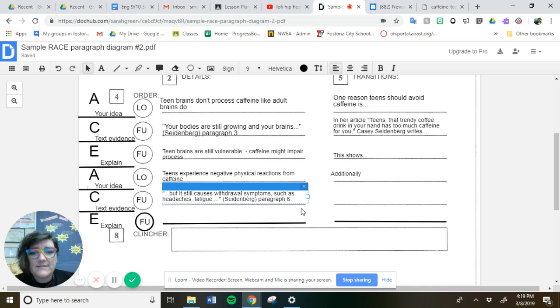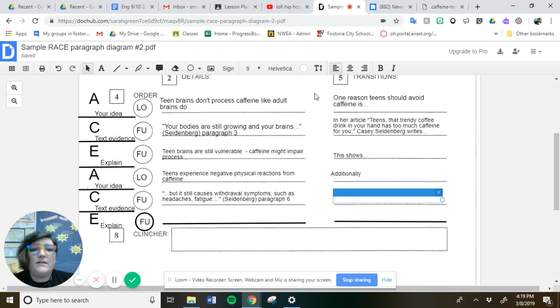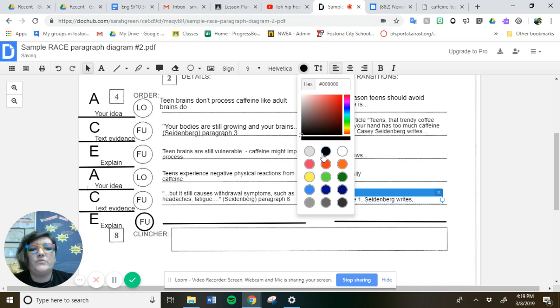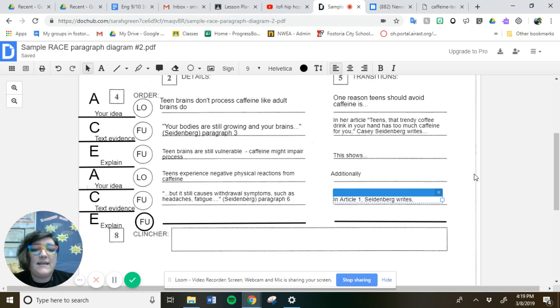It supports our points. And now let's look over here and see how we introduced that quote. It says, in Article 1, Seidenberg writes. Okay, so we just used the last name this time because we've already introduced her first and last name. And we didn't use the title of the article. We just said in Article 1, right? Because if you think about your sources, it's going to be source 1, source 2, source 3, right on your state test. So you can say in source 1, so-and-so writes or says or explains, and then put your quote in there, okay?